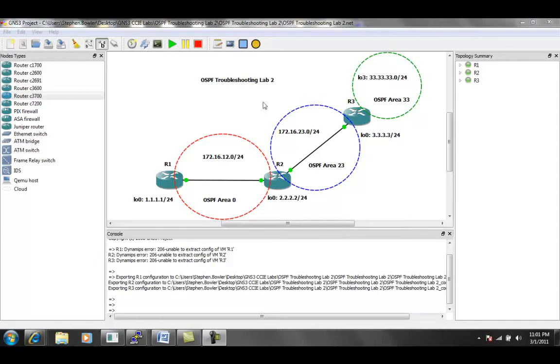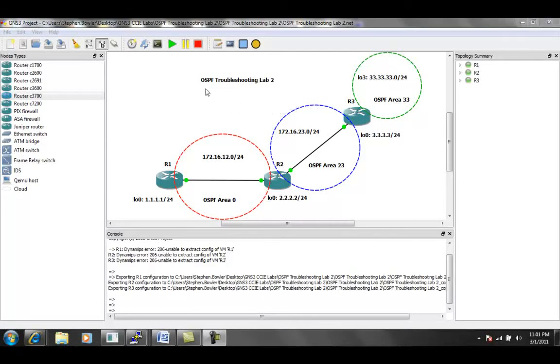So what we're going to do, kind of like OSPF Troubleshooting Lab 1, if you already saw that, is I'm going to explain the network topology, and then we're going to be assigned a couple of tickets which we have to fix.